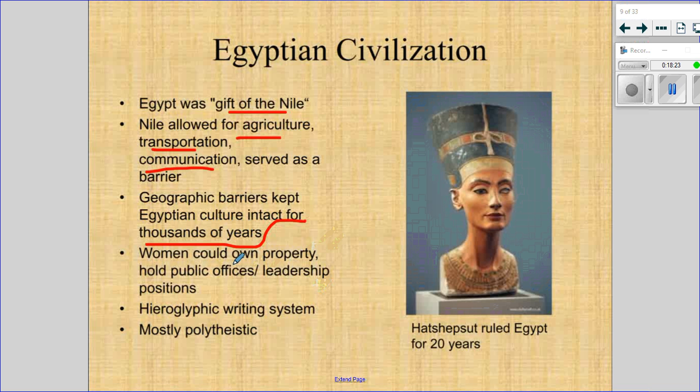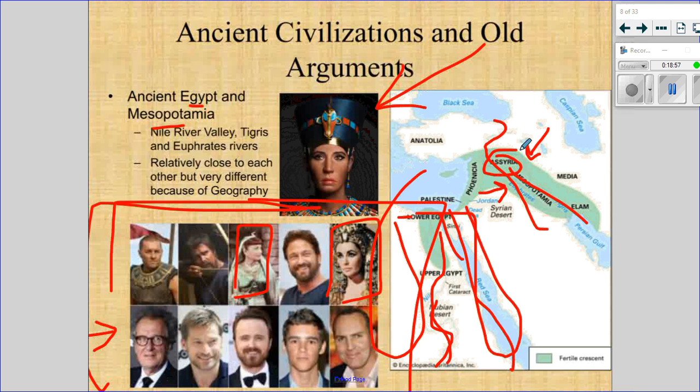Okay. Women could own property, hold public offices, and be in leadership positions. That's not really something that is contemporary with Egyptian civilization. They had a hieroglyphic writing system that is still widely recognized today, not used, of course, but we all know about and admire their hieroglyphic writing system. They were mostly polytheistic. They believed in many gods, with exceptions. And remember, Hatshepsut ruled Egypt for 20 years. That's the recreation here that's been criticized for basically, for lack of a better term, being too white.